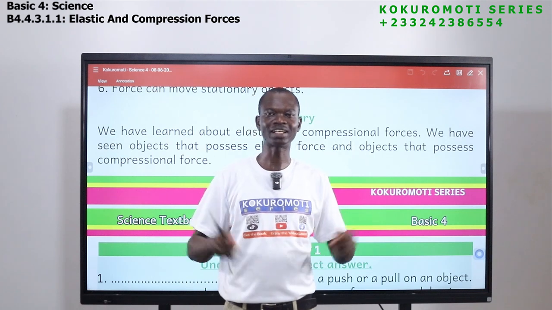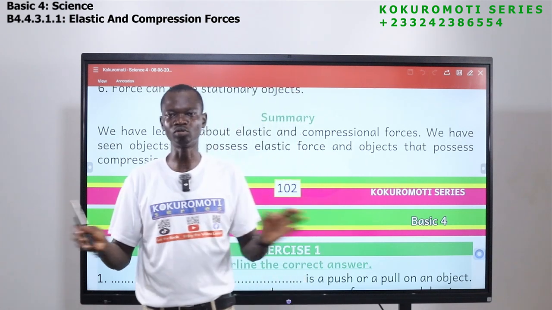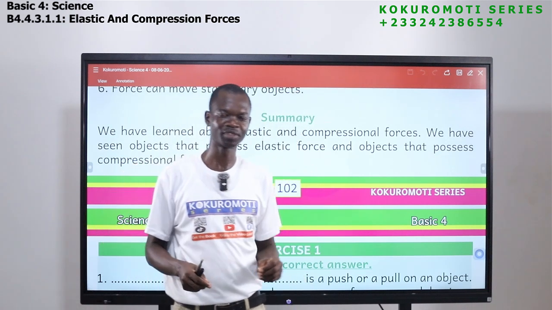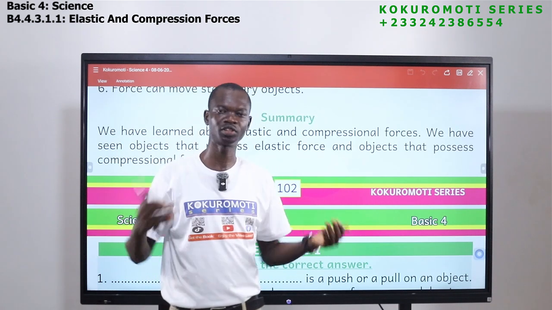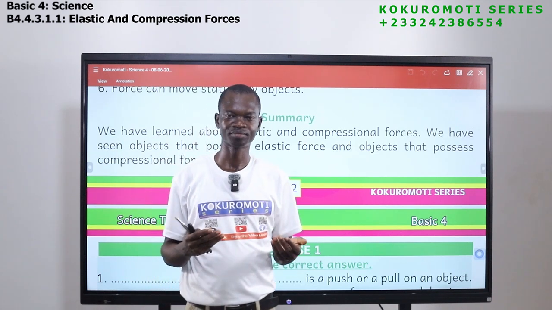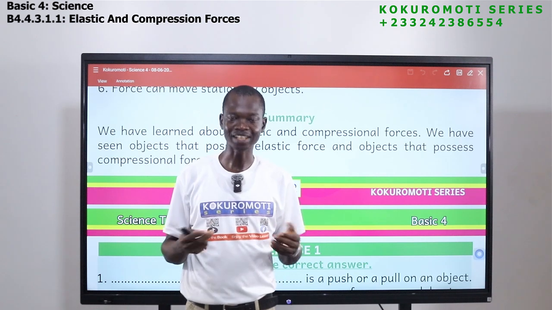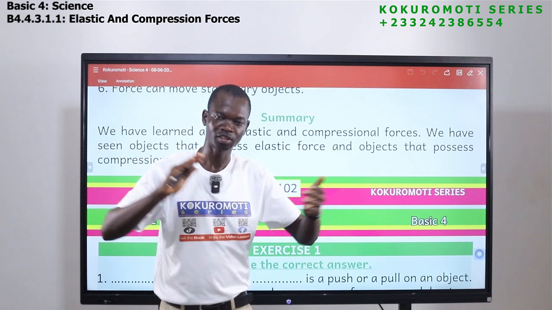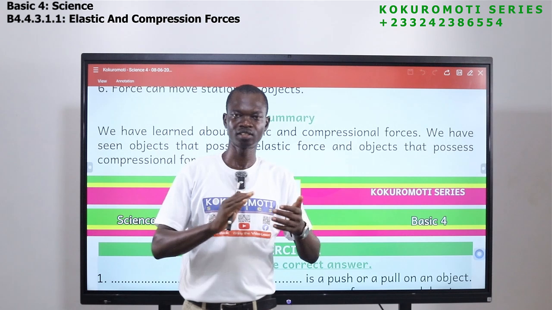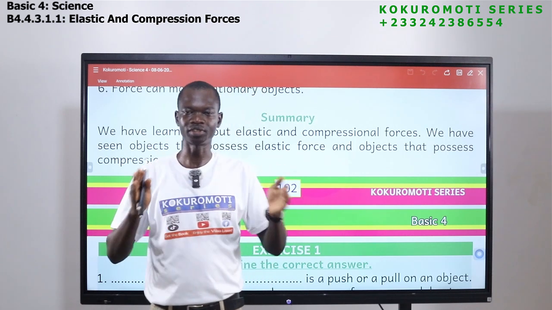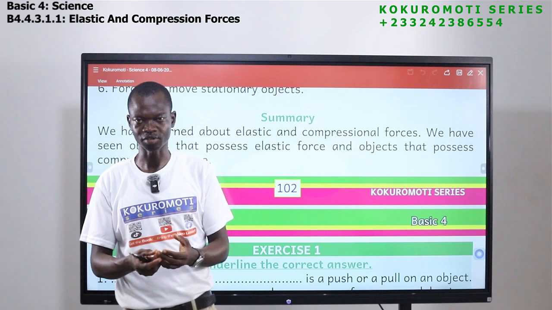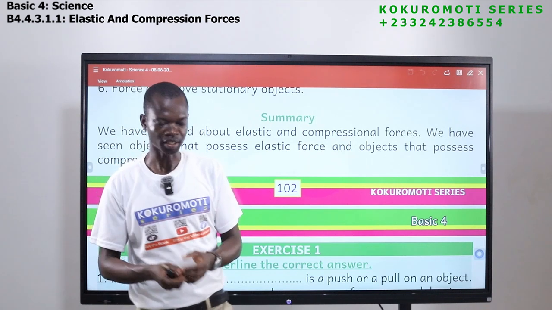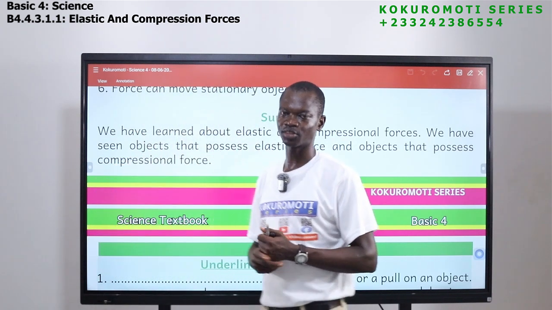So there are some objects that have this force. Some objects do not have that force in them, like stone. It doesn't have compressional force, so you can't press it to reduce the size. But a spring has compressional force. That is why we can press a spring. And if you press it, the size reduces. It's because it has compressional force. So that is what we have learned today.